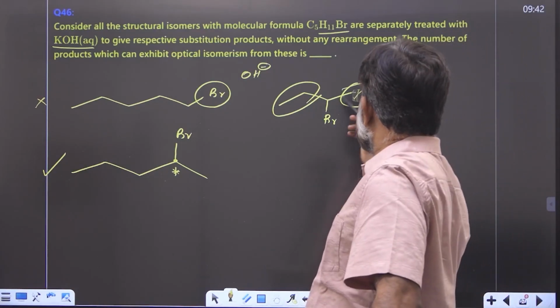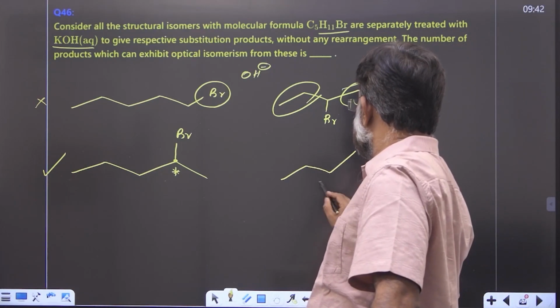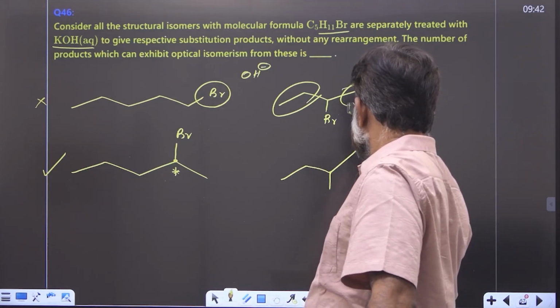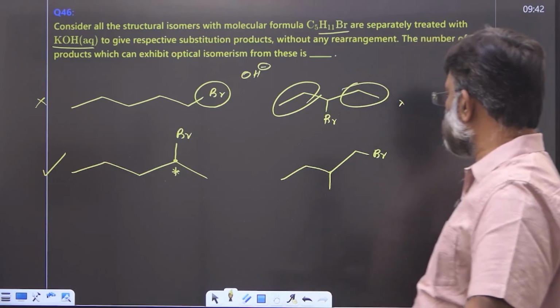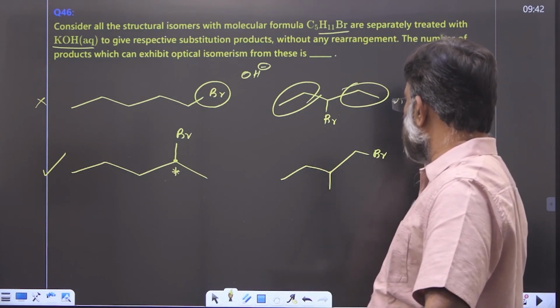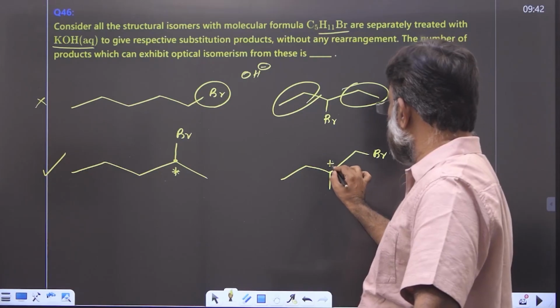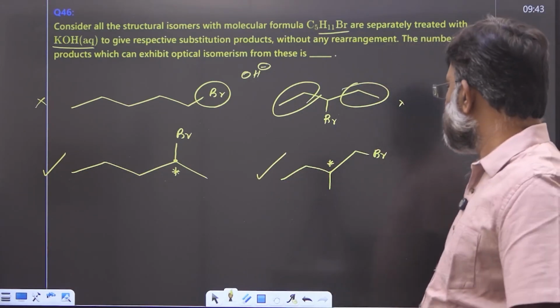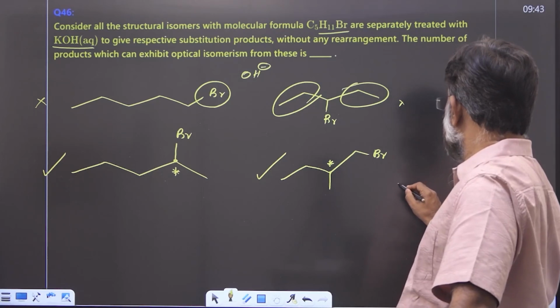Next one, so this is over. Next one, it is this. Suppose a bromine coming like this. This is 1, 2, 3, 4, 5 carbon atoms. Now this carbon is optically active and this is in our list, right? Now, do we have anything else?